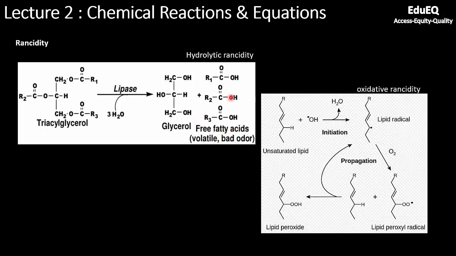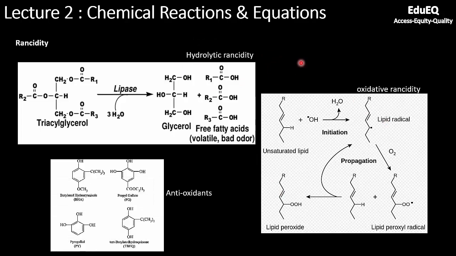Similarly, coming to oxidative rancidity, you can see there is a hydroperoxide radical which has initiated. This radical will take away this hydrogen and form water, and water will leave this reaction, leading to formation of a lipid radical. Now this will react with oxygen, leading to formation of peroxide. This is exactly what we had written in that text. So just two mechanisms of how rancidity can happen.